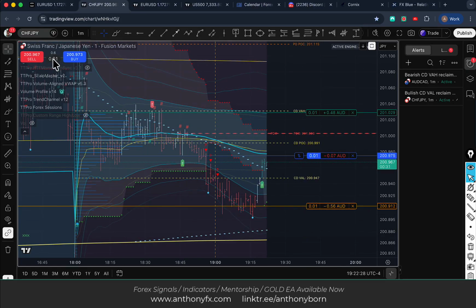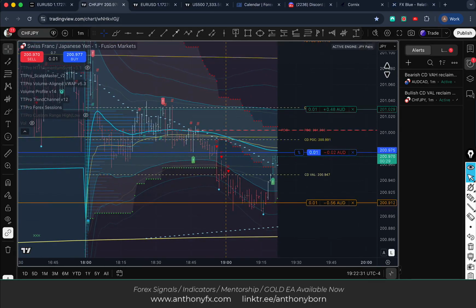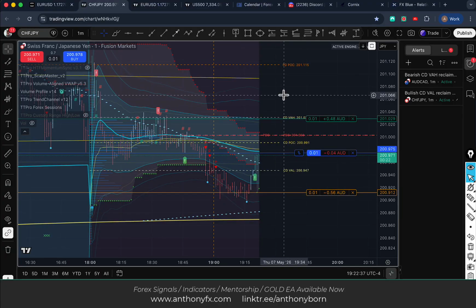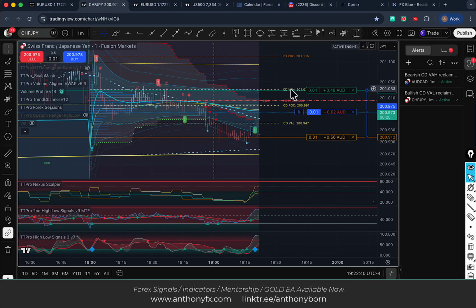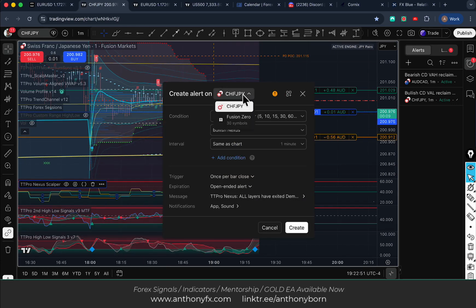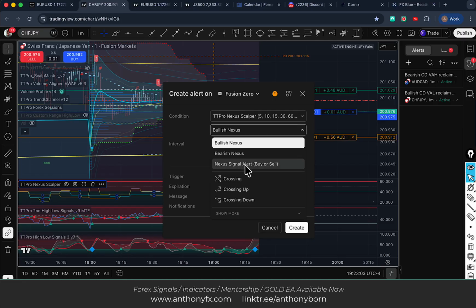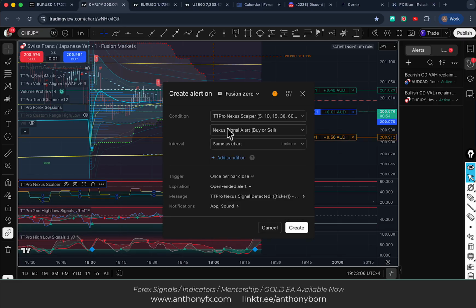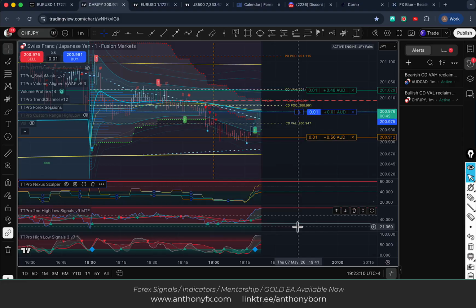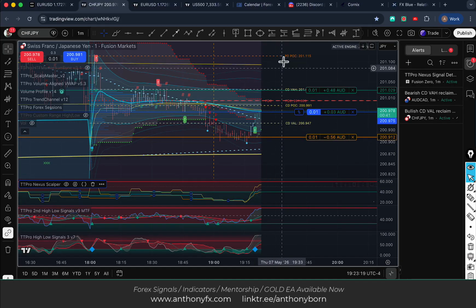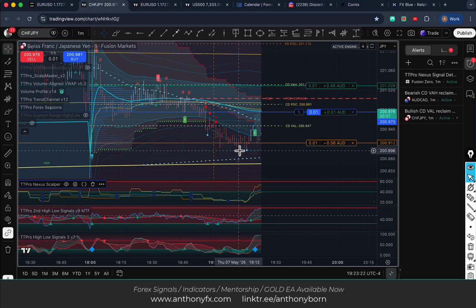But start off with small risk while you are sorting out your strategy. Now, the other indicator that I wouldn't mind having on board is the Nexus Scalper. I'm going to create an alert and I'm going to select Fusion 0, which is my entire list. Once per bar close, bullish or bearish, go both, because I'd like to see all the alerts, so we'll create that. You've got to take these signals in conjunction with some kind of strategy, like what I'm explaining here.